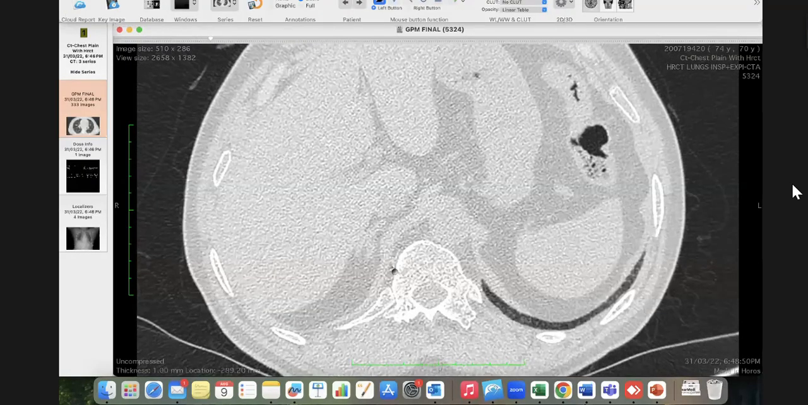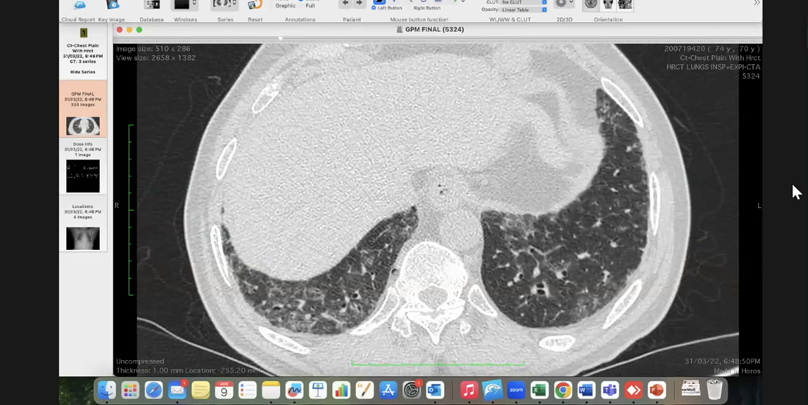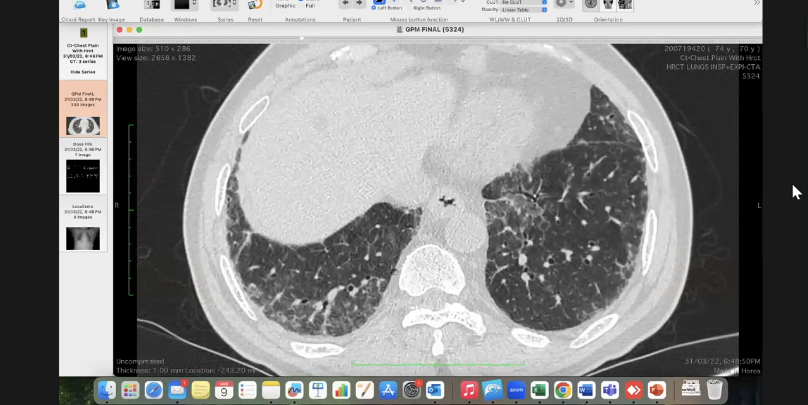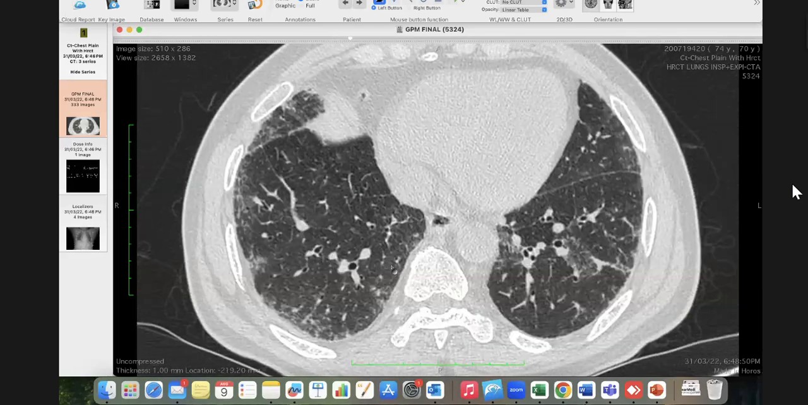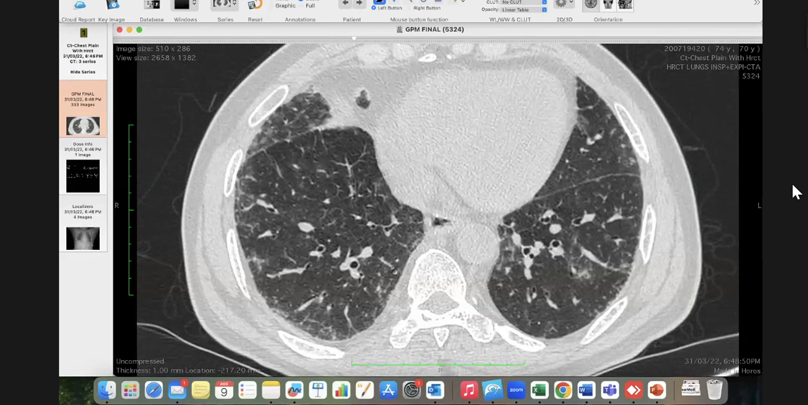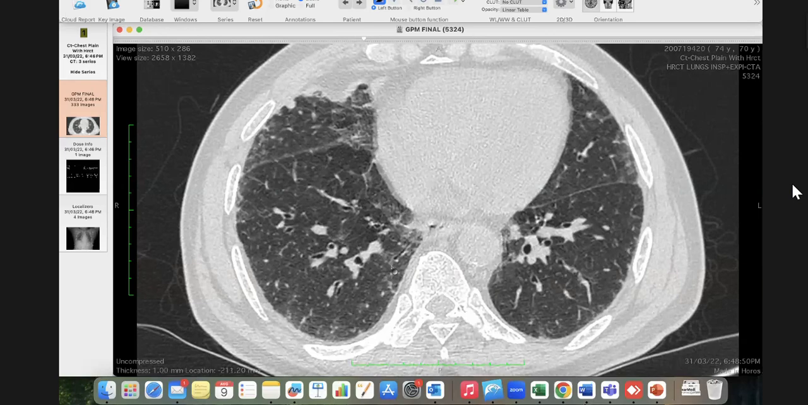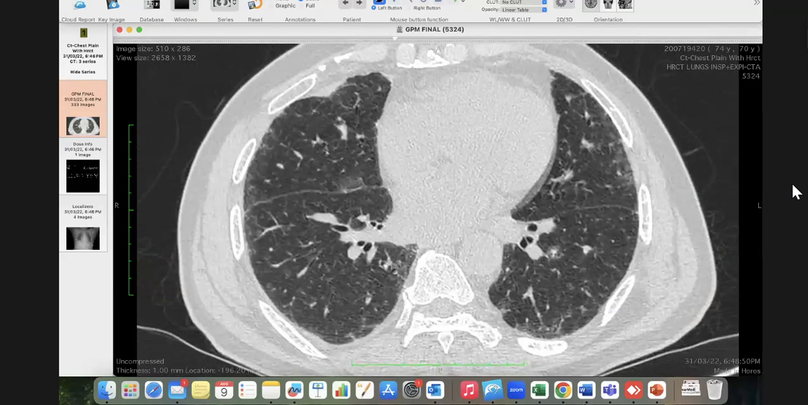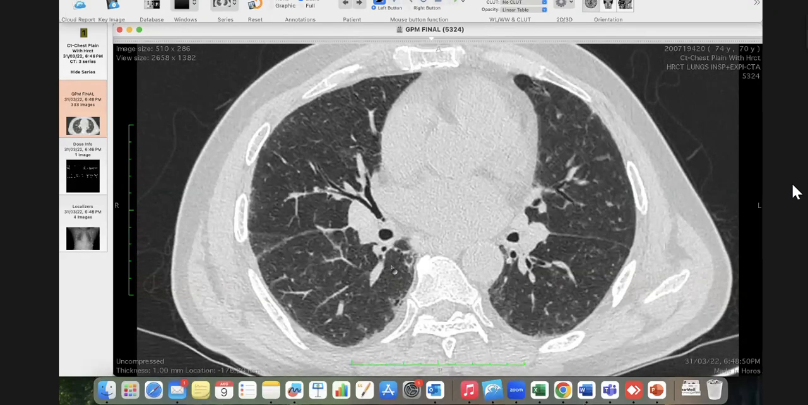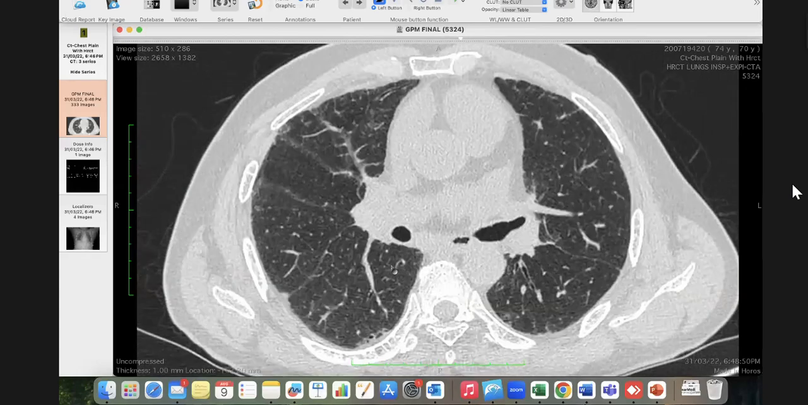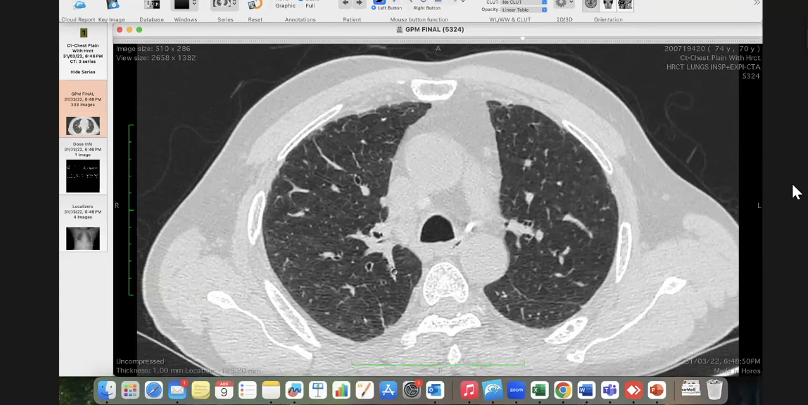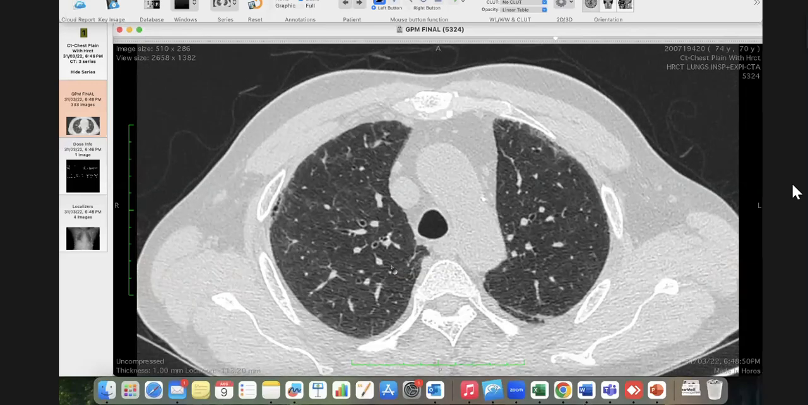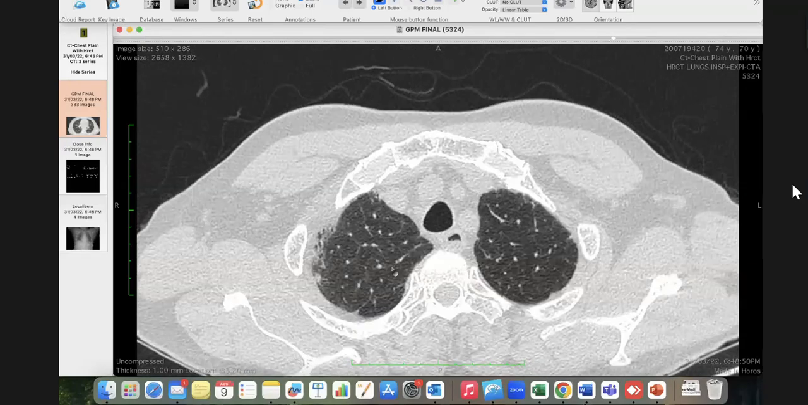So I'm scrolling from down and I'm going up. Again, I see some reticular opacities, traction bronchiectasis, areas of ground glass opacities. That is different than the previous case, right? But again, I do not see any honeycombing. That would be fair to say. I think you would agree.